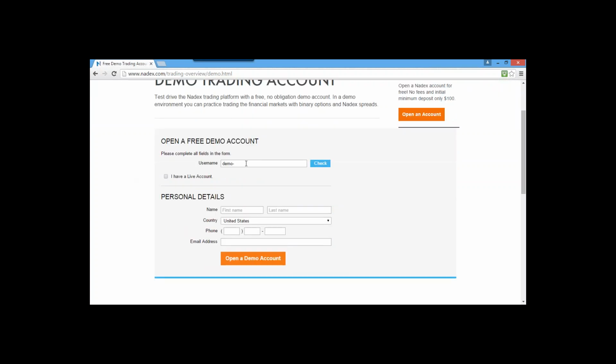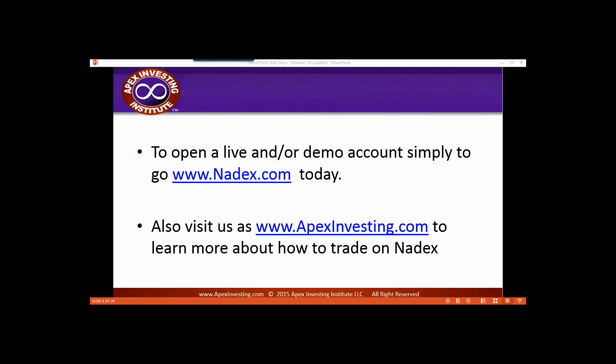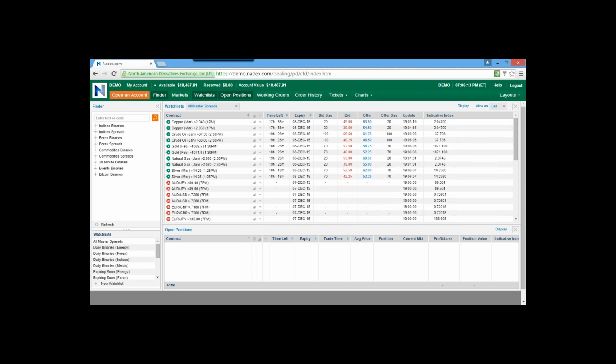And what you can do is create a quick username, fill out some brief information, and hit Open a Demo Account, all right? Nadex will give you a $25,000 free demo account. Once you submit this, in just a few minutes, you'll get an email with a temporary password, and you can log right in. That way, you can get familiar with the platform, get familiar with the different products that Nadex offers, entering and exiting orders, all with a simulated demo account. Nadex will give you a demo account free for 2 weeks.